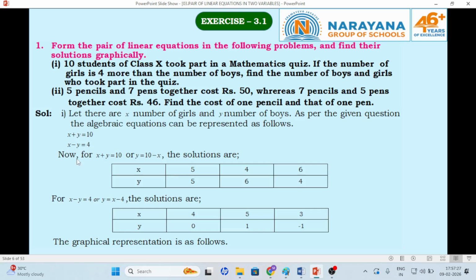So we have to simplify these two, and obtain the solution graphically. So x plus y is equal to 10 means y is equal to 10 minus x, and x minus y is equal to 4 means y is equal to x minus 4. So let us consider the ordered pairs. 2 is enough, but the third is our wish, to draw the linear equations in the graph.